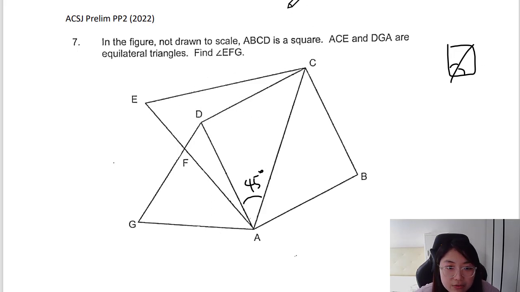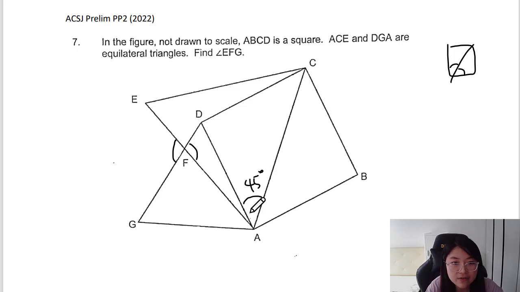Then we can continue to read. They also said that DGA is an isosceles triangle, and ACE is also an isosceles triangle. Then they asked us to find EFG. So EFG is over here. For this question, it will be useful to find the vertically opposite angles first.